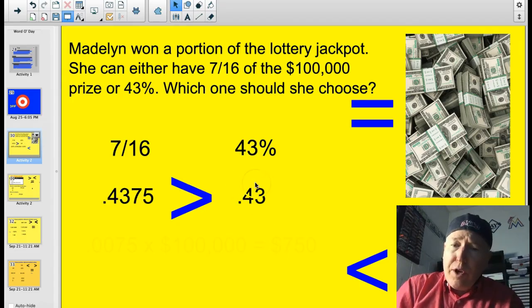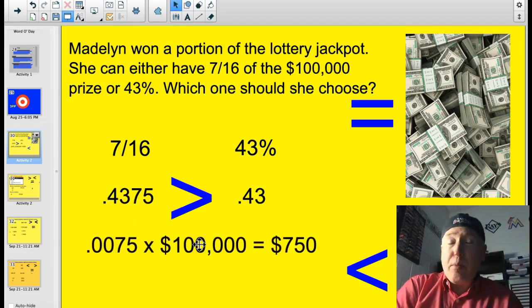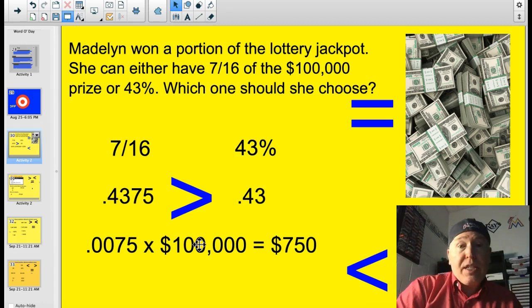This one is 43%. This is 43% plus 3/4%. That extra 3/4% would actually be worth $750 on a $100,000 jackpot. Now that's money that she could give to her favorite math teacher.